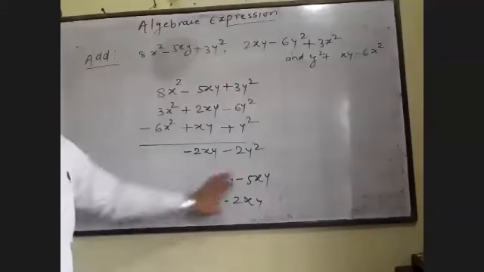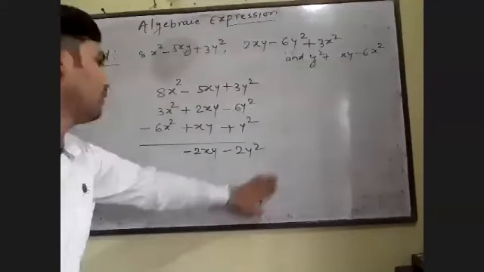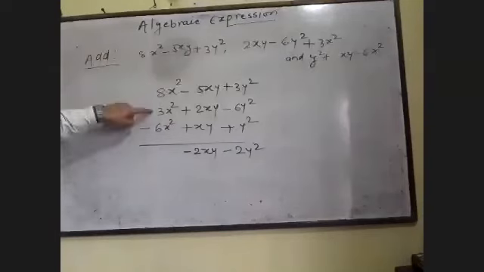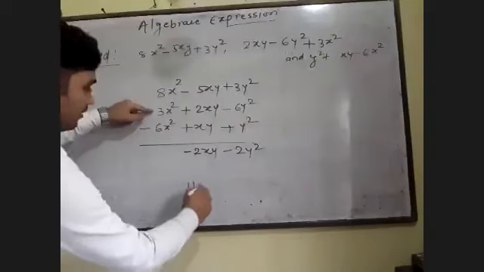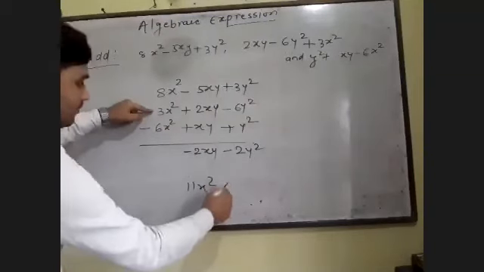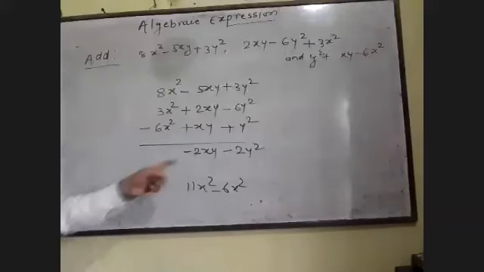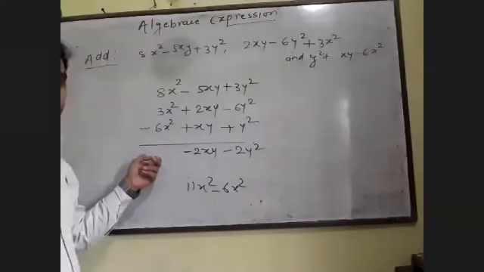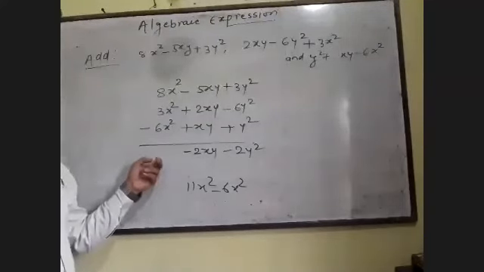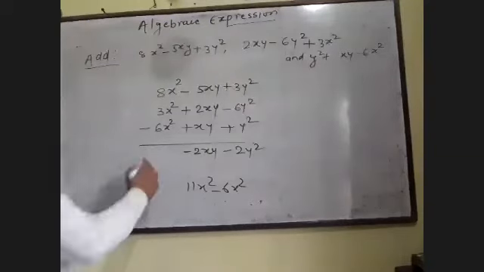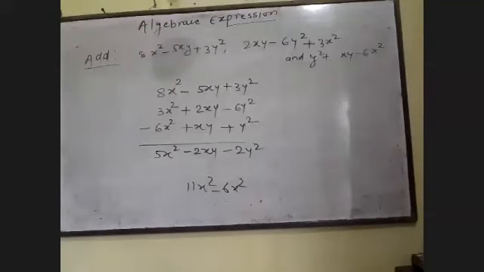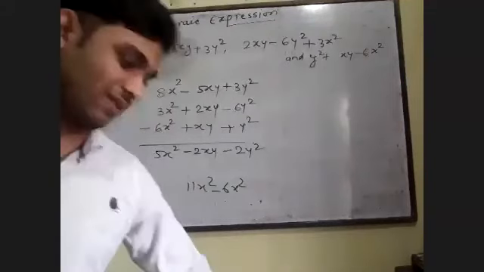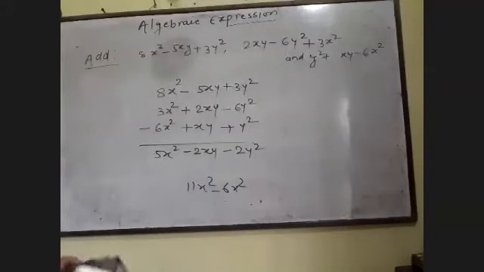Understood? Next is, see, 8 plus 3, 11x square. 11x square minus 6x square becomes 5x square. Plus 5x square.